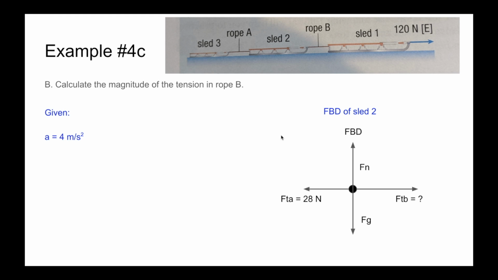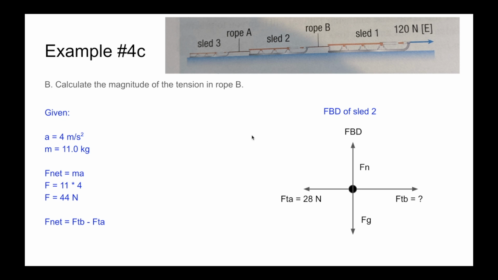Okay, so here's what we know. Once again, sled number 2 has the same acceleration as all the other sleds, which we solved in part A. It's 4 meters per second squared towards the east. We also know that the mass of sled 2 is 11 kilograms. That was given in the question. So therefore, the net force acting on sled 2 is mass times acceleration, which equals 44 newtons.